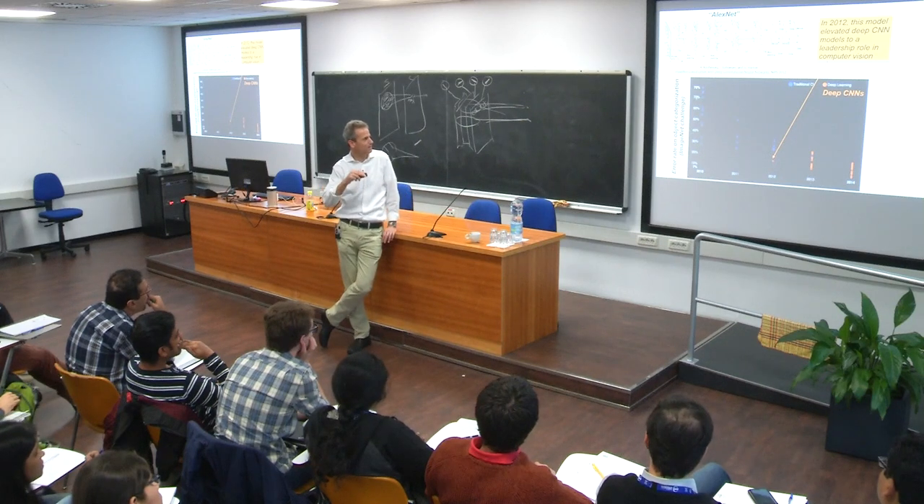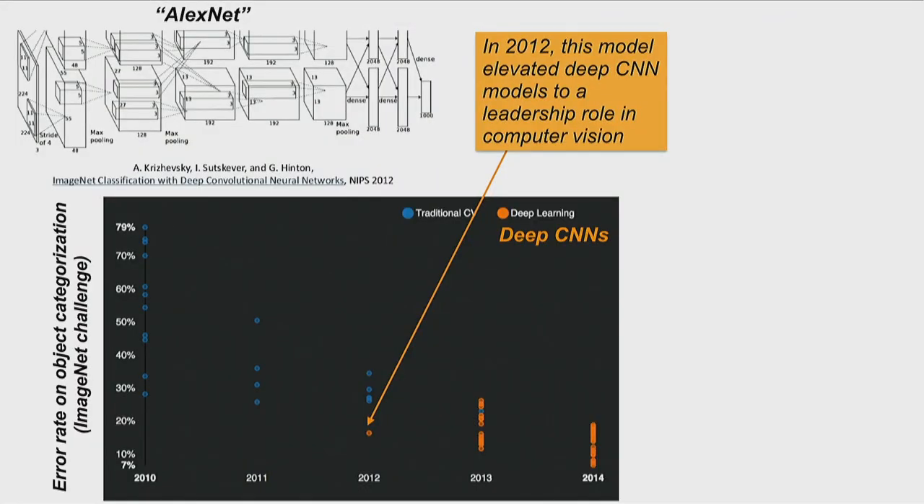In 2010, here's a bunch of traditional computer vision models, and this is their error rate, so lower is better here. Then in 2012, you suddenly see this dot where it blew out all the other models. This was a big jump in performance relative to all these models. Suddenly everybody took notice: uh-oh, there's a model that's doing so well. What are those guys doing?